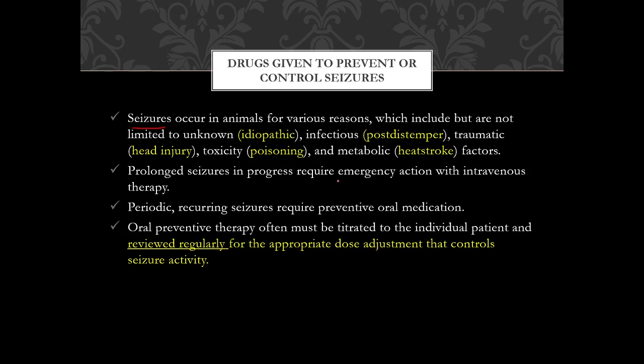Prolonged seizures in progress require emergency action with IV therapy. Periodic recurring seizures require preventive oral medication every day for life or until the seizure activity has decreased significantly. Oral preventive therapy must be titrated or managed for the individual patient and reviewed regularly for the appropriate dose adjustment. So we're going to need to check this at least every 6 months. And we're going to check the level in the blood at the lowest that is in the blood.